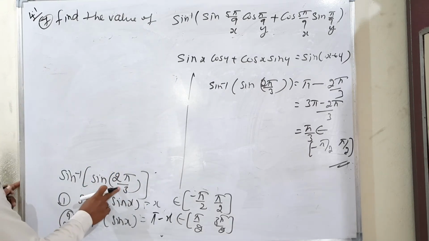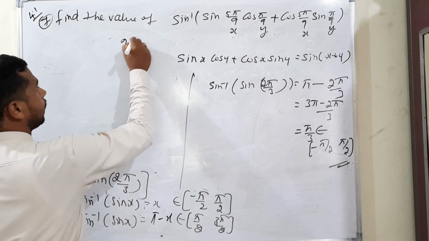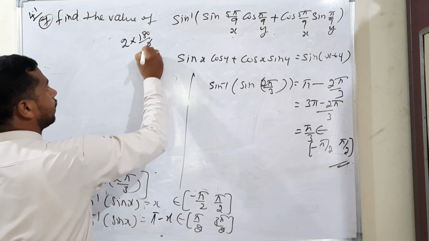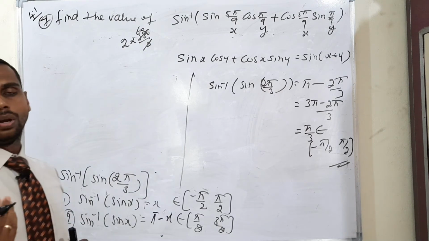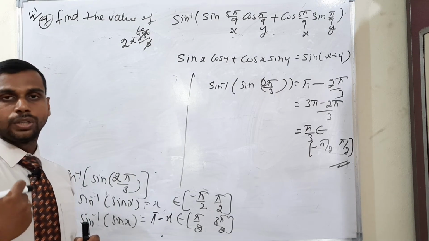The 2 pi by 3 means what is the value? 2 into 180 by 3. 180 by 3 means 60. So 2 into 60 is equal to 120, which is above 90, so it does not lie in the range negative 90 to positive 90.